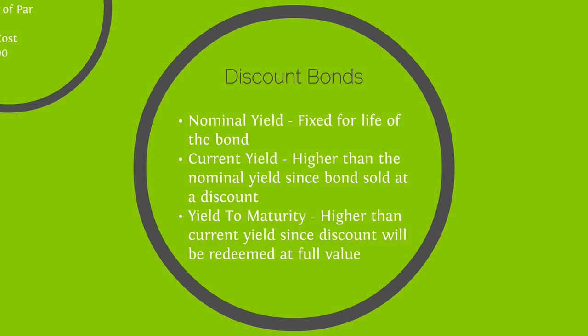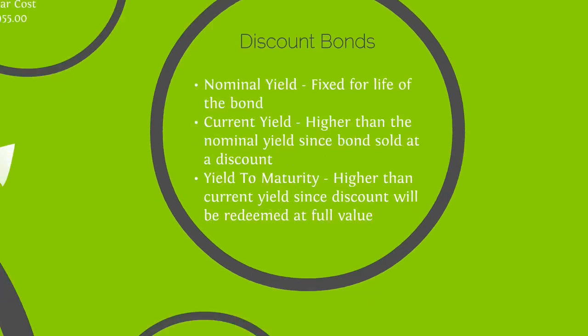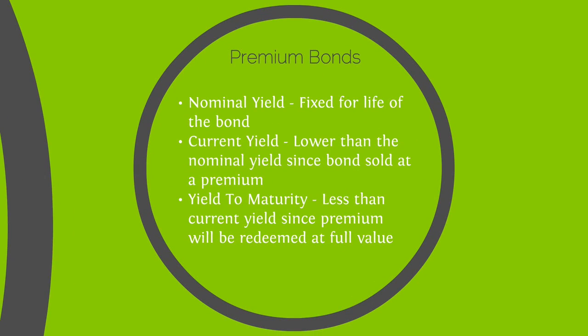So the yield to maturity is higher than the current yield, which is higher than the nominal yield. Now a premium bond means interest rates have gone down since the issuance of the bond. So let's look at the nominal yield. Again, that's fixed for the life of the bond, no change, but the current yield is lower than the nominal yield since the bond is sold at a premium. It has an additional amount, which is reflected in that higher price, which lowers the yield of the bond.